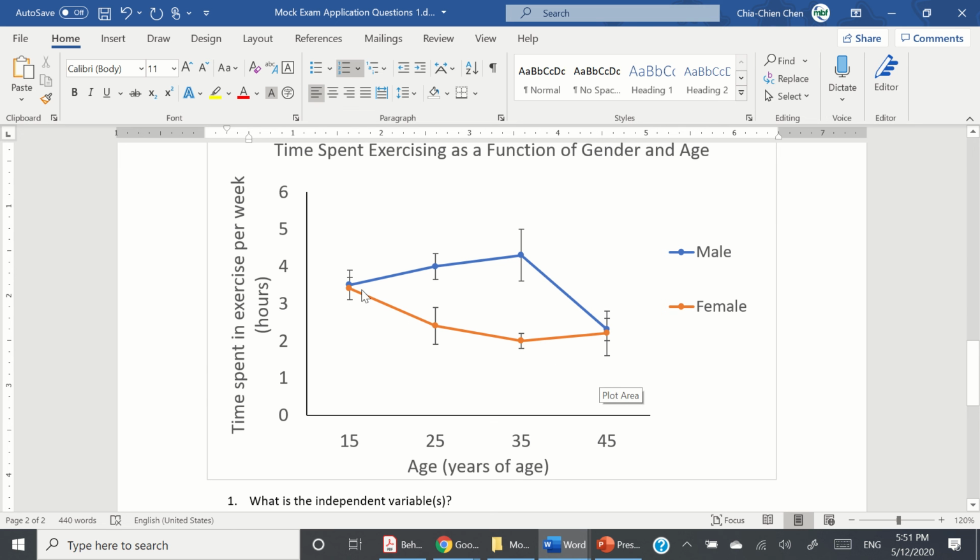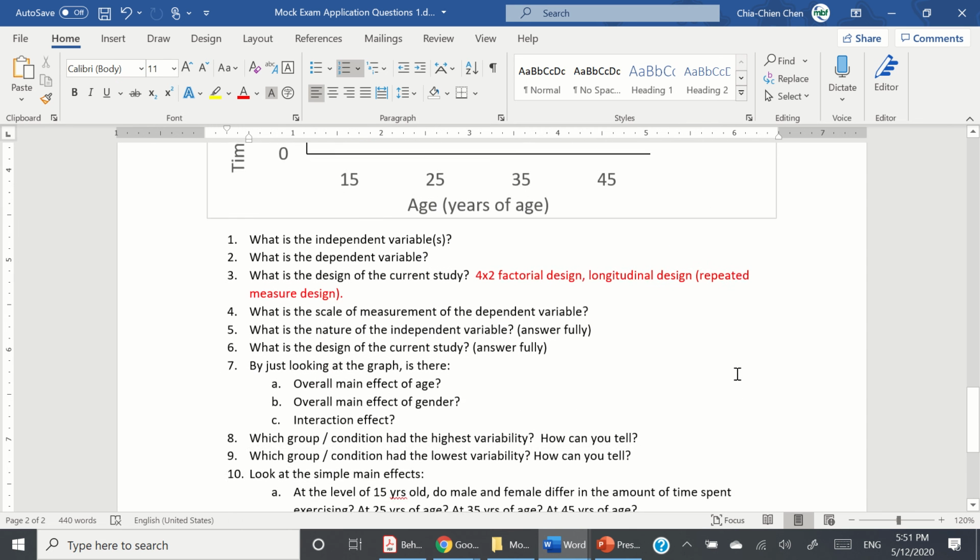So you can conclude that for females, the amount of time that they spend exercising is the most at 15 years of age, followed by 25. And from 25 years of age and on, there is no significant increase or decrease in terms of the amount of exercising that they are doing per week. That would be the interpretation.